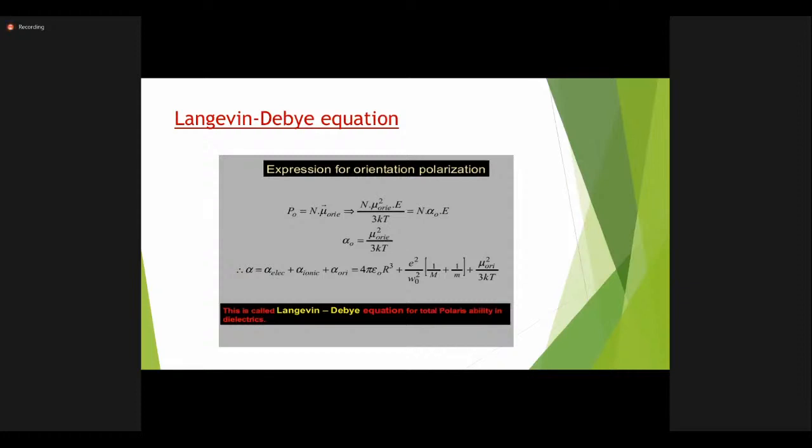Mu 4 pi epsilon naught r cube, E square by omega square 1 by m plus 1 by m, mu square by 3 kT. This net equation is called the Langevin-Debye equation. If you add all the individual polarizations, the resultant equation is called the Langevin-Debye equation. It is generally asked for 2 marks in the external examination, just to test whether the student has gone to the textbook or not. That's all.